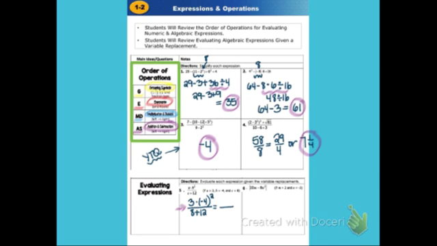Well, -4 squared means -4 times itself, which is a positive 16. Times 3 would be 48. The denominator turns out to be 8 plus 12, which is 20. And so our final answer in simplest form would be to reduce 48/20, which reduces down to 12/5, because we can take a 4 out of the top and the bottom.